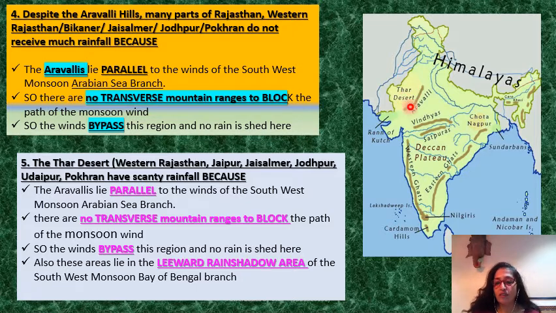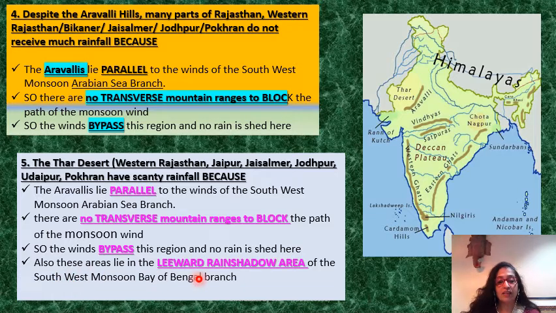Thar Desert. Why is there no rain? Why is it the hottest area in the Indian subcontinent? Because the Aravalli Hills, the relief feature, are lying parallel to the southwest monsoons. So the southwest monsoons bypass them and go up. Okay. Thar Desert, Western Rajasthan, Jaipur, Jaisalmer, Jodhpur, Udaipur, Pokhran have scanty rainfall. Same question. Why? The Aravallis lie parallel to the winds of the southwest monsoon Arabian Sea branch. There are no transverse mountain ranges to block the path of the monsoon winds. So the winds bypass this region and no rain is shed here.